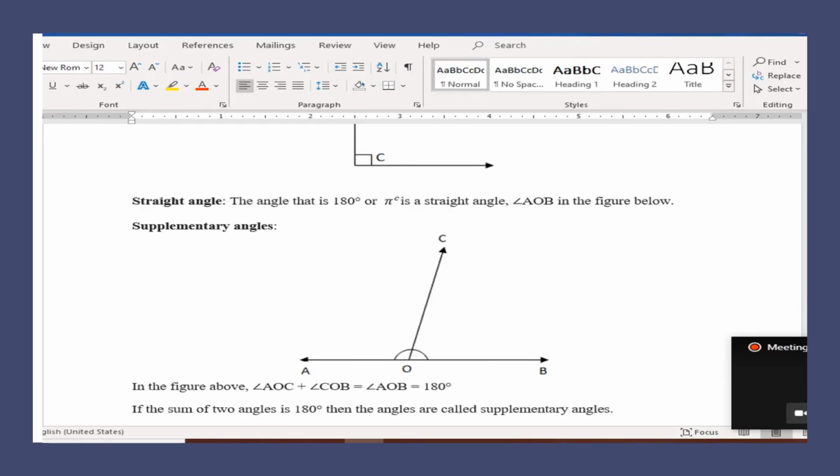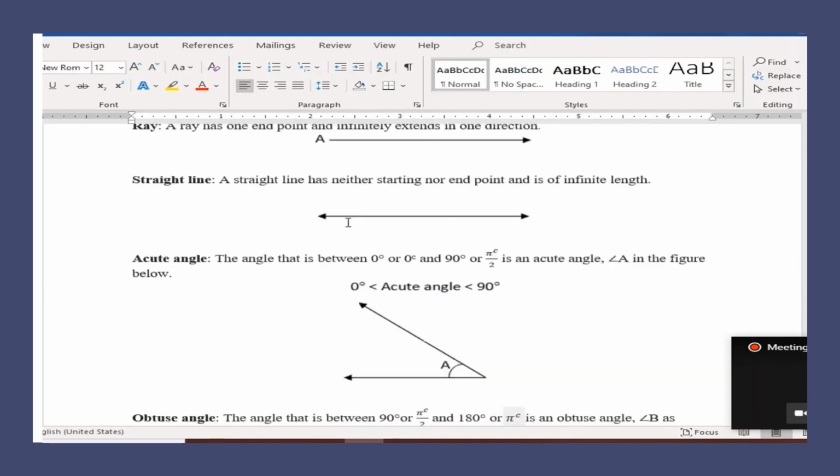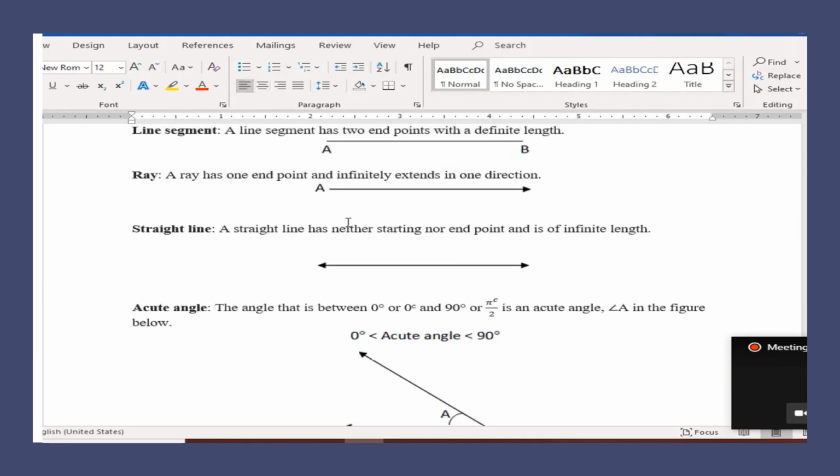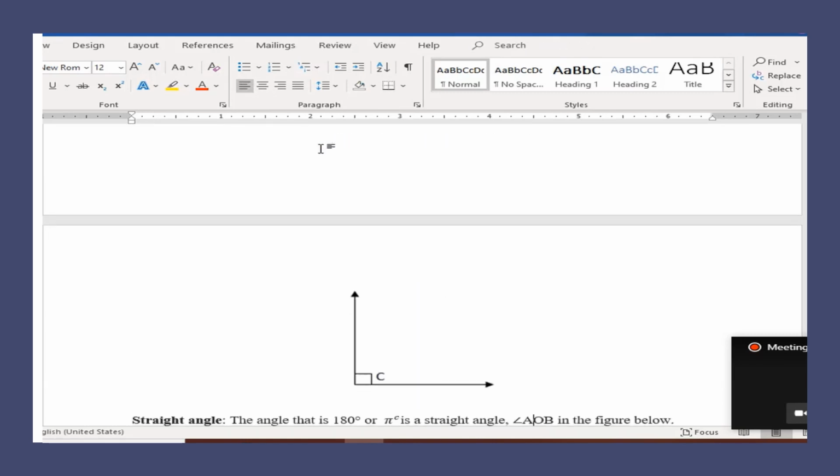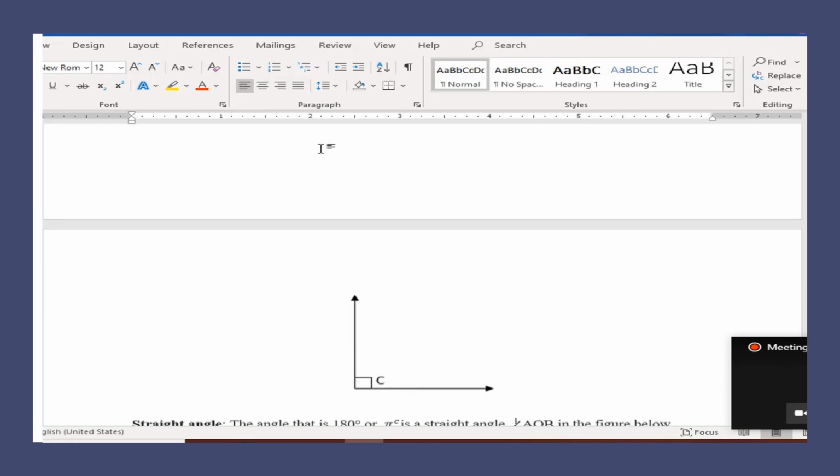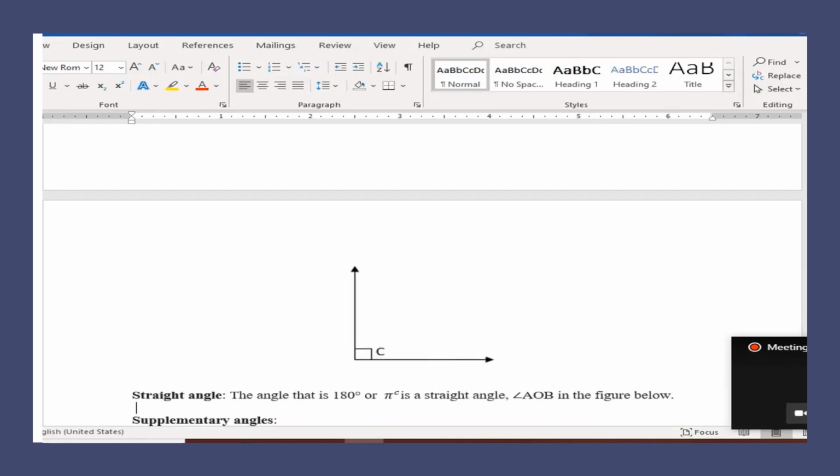So that's a straight angle. I don't see that they give you that straight angle in the diagram. Let me just see if I can make one. I will copy this, and this will be the copy of the straight angle here, so that we have a diagram for it.